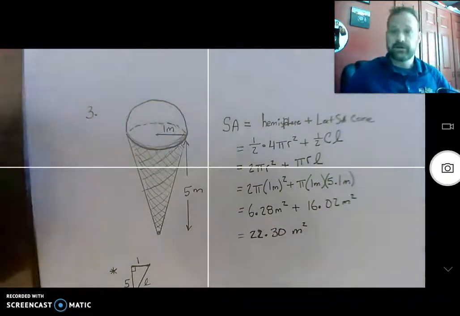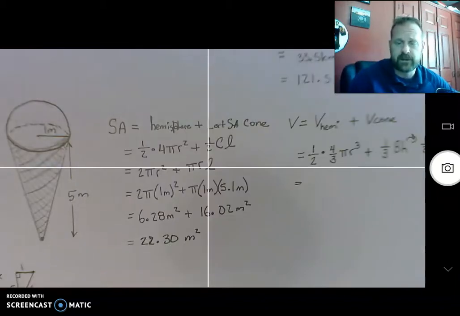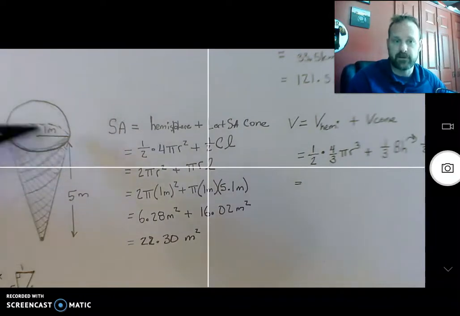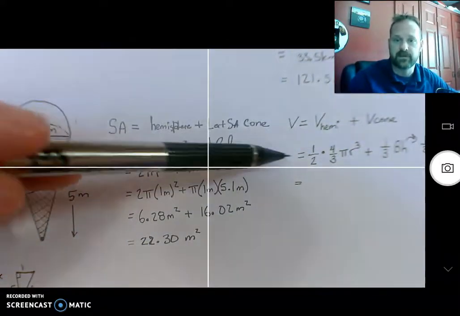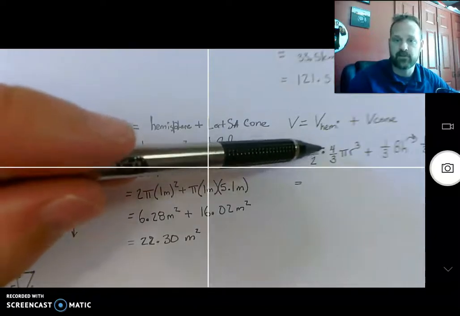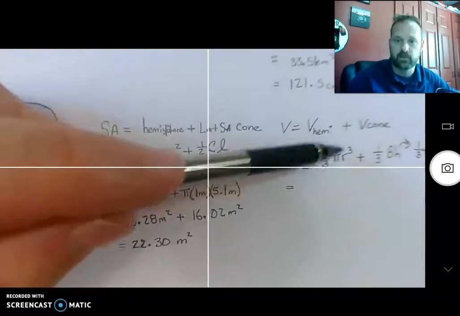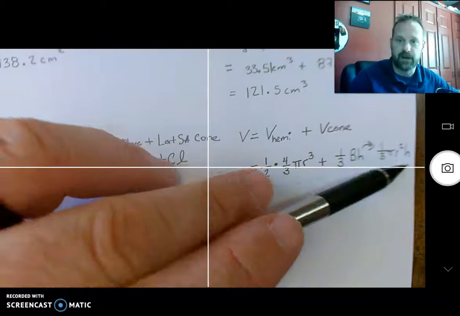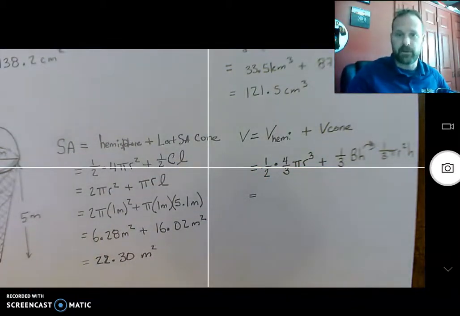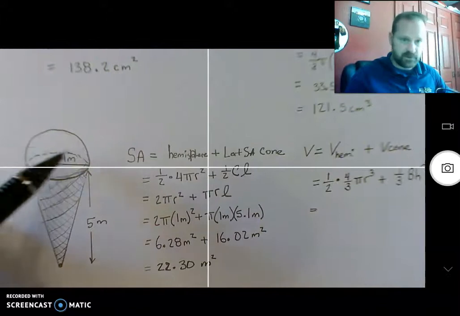So let's do volume. Hopefully you've seen that I find volume much easier to get than surface area. The volume of this whole figure is the volume of the hemisphere plus the volume of the cone. The volume of a hemisphere is 1/2 of 4/3 pi r cubed, plus the volume of the cone, 1/3 times the area of the base times height, which is 1/3 pi r squared h. Remember, the area of the base of a circle is pi r squared.